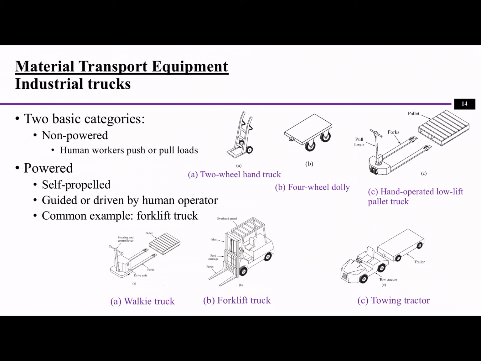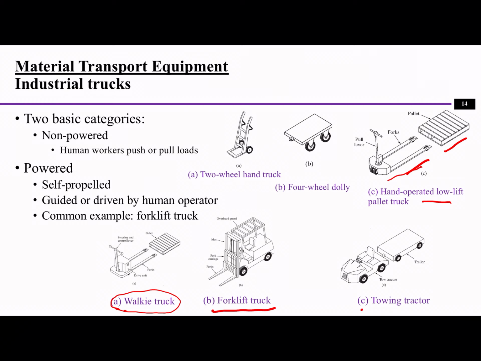So the non-powered can be the two-wheel hand truck or four-wheel dolly, or some hand-operated low lift pallet trucks like this. You can lift a pallet on this. If you add automation on top of this, for example a motor, then you can call it a walkie truck, right? And of course, the forklift truck. I assume you have seen this before. Someone operates it, and you can lift material from one place to another, and also pack it.